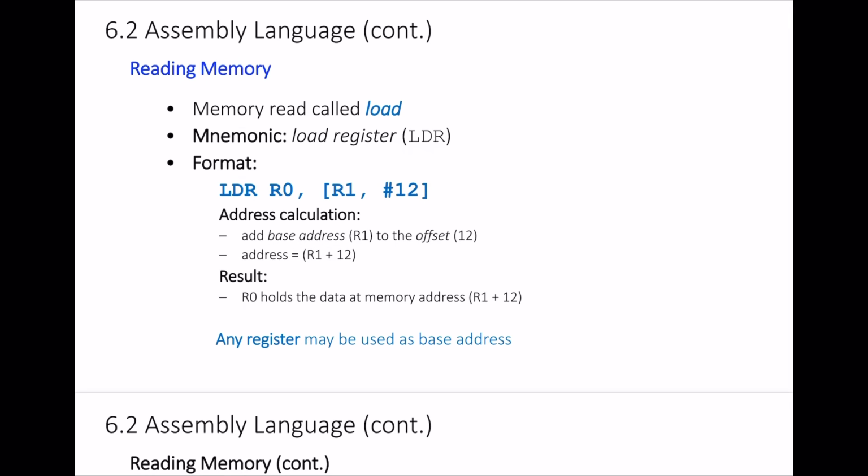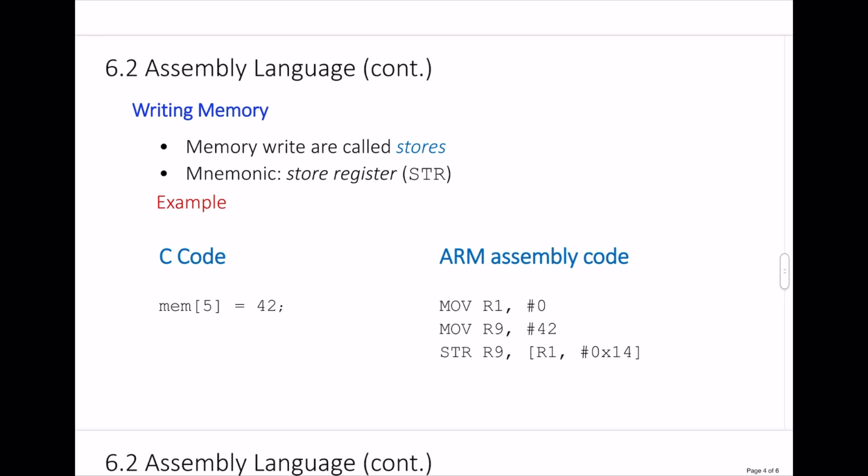Let's review load instruction and store instruction. In ARM, we have the load instruction, LDR. We're going to load the content of memory into a register, so that's what we call load register. Again, this is from memory to register. And for the store, we're reading from register to memory. So we're storing the content of a register into memory. That's the major difference between LDR and STR.